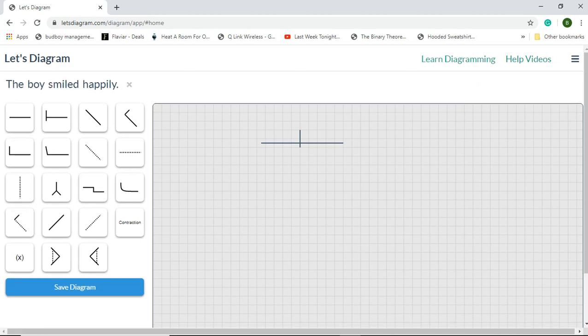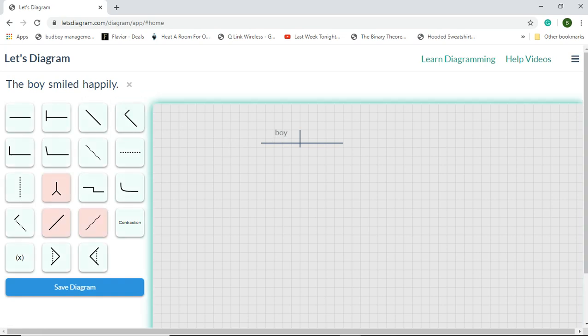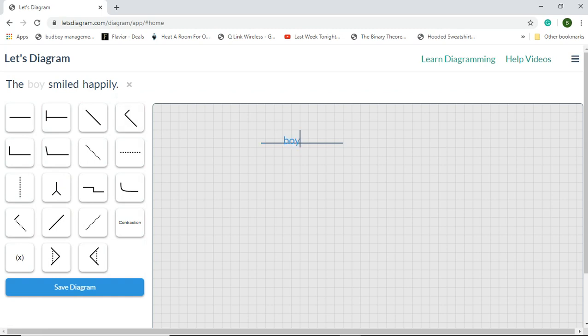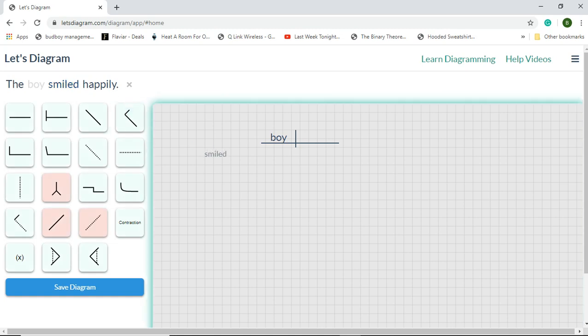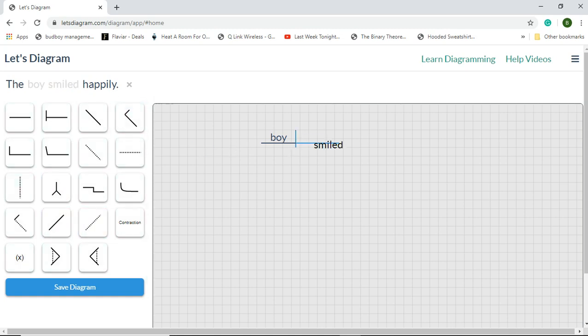So first we find the subject. What's the subject of the sentence? Boy. Boy is the subject of our sentence, so we put it in our subject spot. And then our verb for the sentence is smiled. What's the boy doing? He's smiling.